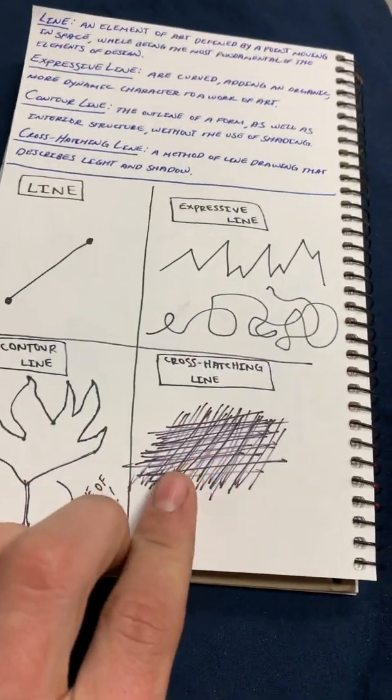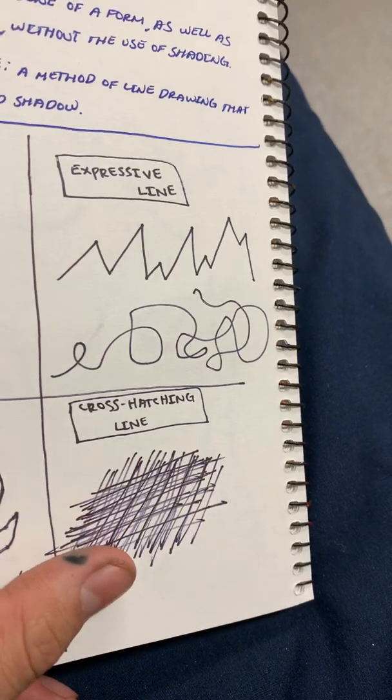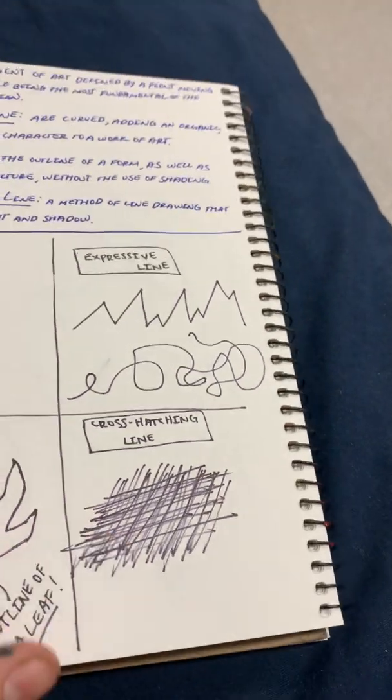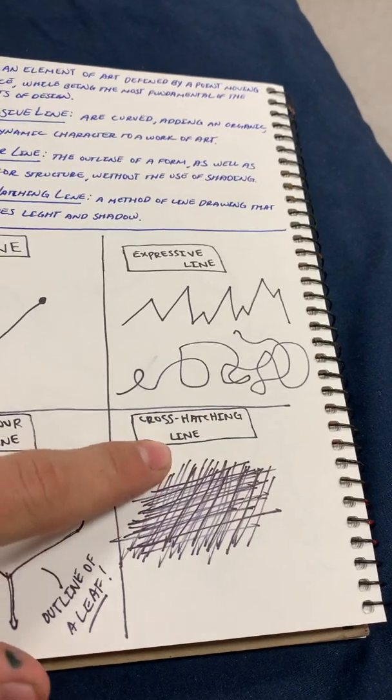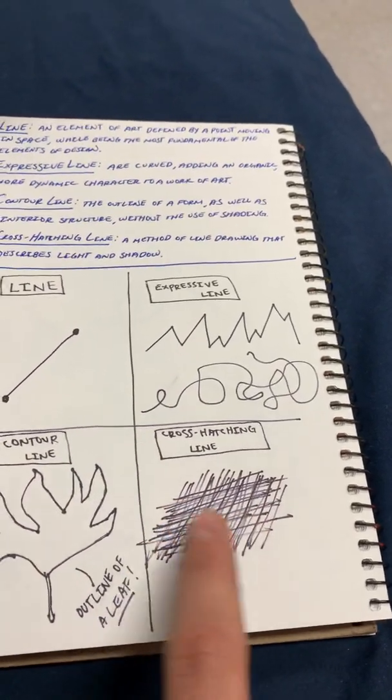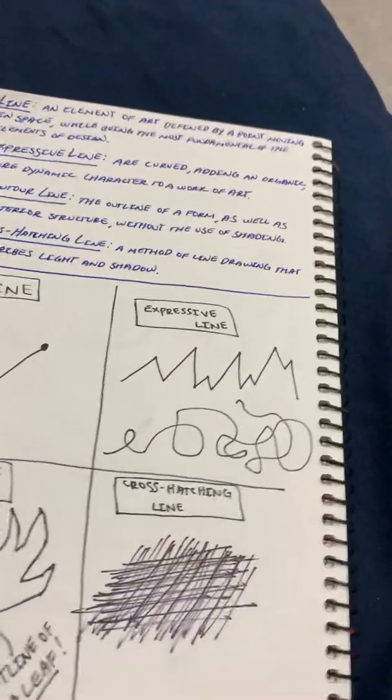And then cross-hatching, as you can see, it's not legitimately creating a shadow, but it gives off that perception, I guess. So cross-hatching, I just went in one direction, and then I crossed it multiple times, creating that cross-hatching line. So that is all the vocabulary for this week.